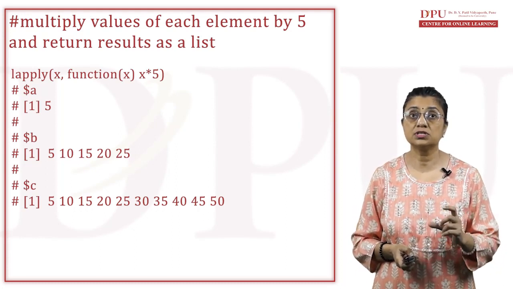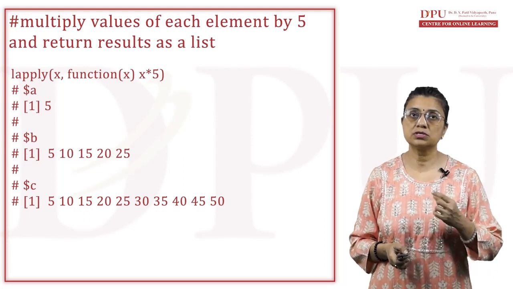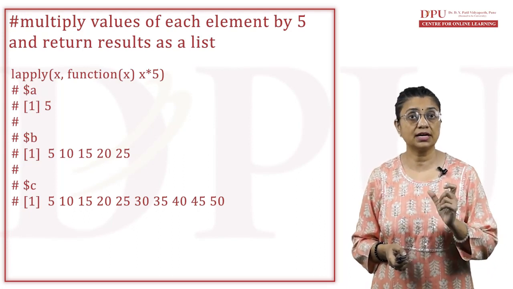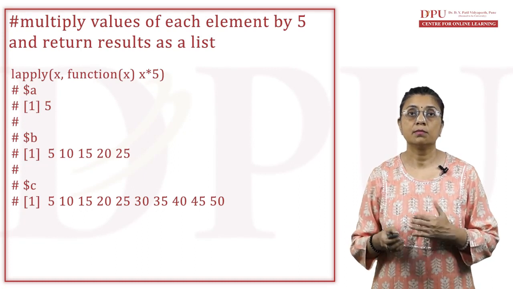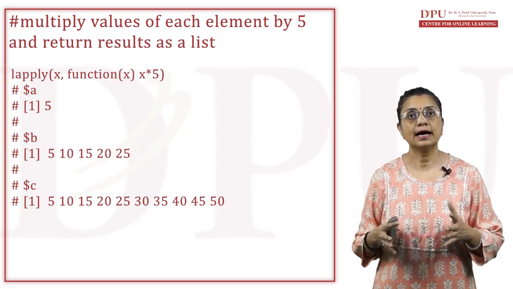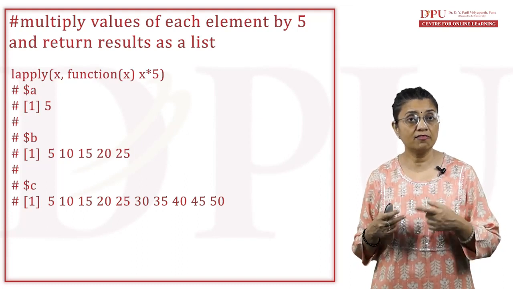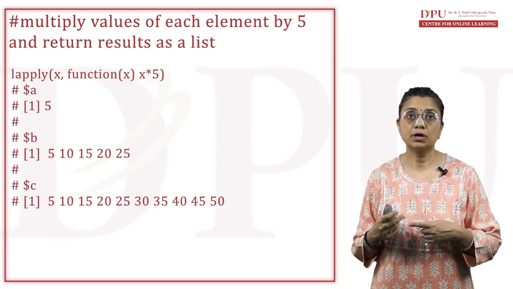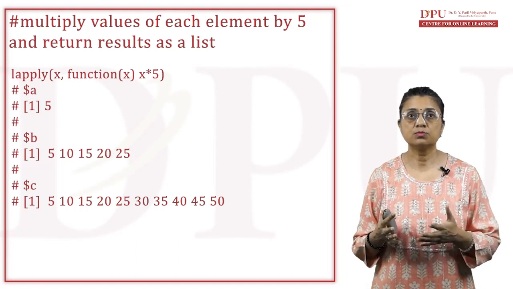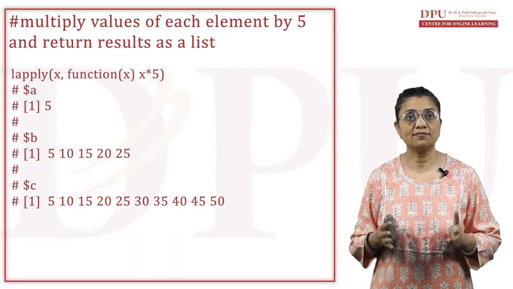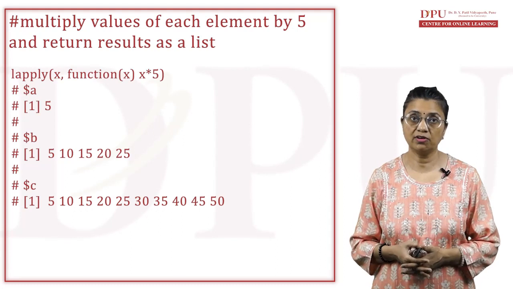So here I'm using the function. Earlier I was using the sum and the mean, so I was getting either the total or the average. But now I'm using the function, and this function is performing a task, which means it is taking every element of the vector and multiplying that by 5. So x multiplied by 5 becomes 5, 10, 15, 20 and 25.